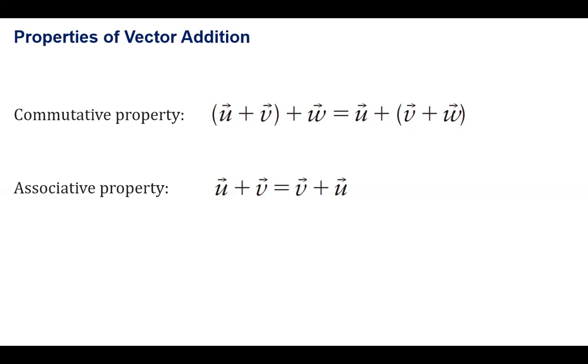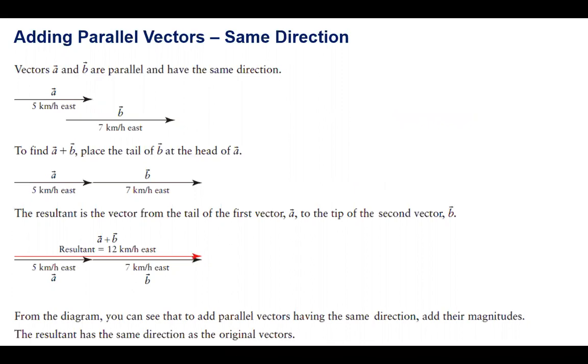The rigorous proof of these properties involves the concept of Cartesian vectors, which we will learn in the next few lessons. You can try to prove these properties after we have learned the concept of Cartesian vectors in our next lesson, or actually the lesson after next lesson. Do you have any questions? Okay, then let's have a look at a special case, adding parallel vectors, same direction.